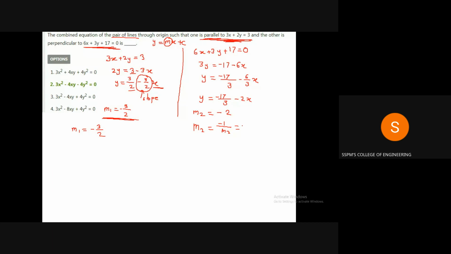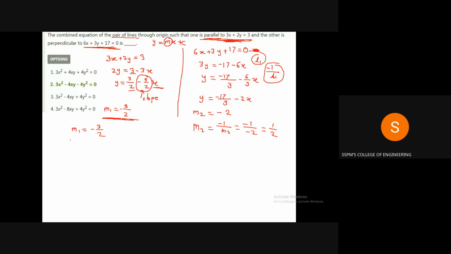Remember this formula. Suppose L1 is the slope of the first line, then the slope of a line perpendicular to the line which has slope L1 is minus 1 divided by L1. These are slopes of perpendicular lines. This is the slope of one line. This is the slope of the line perpendicular to it. So therefore, what is M2? M2 is equal to minus 1 upon m2. That is minus 1 divided by minus 2. That is 1 divided by 2.